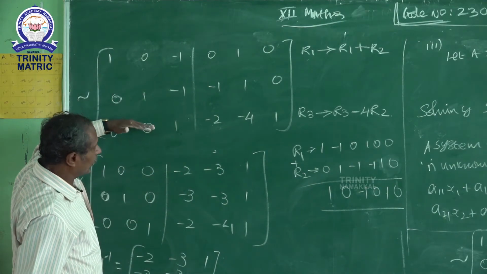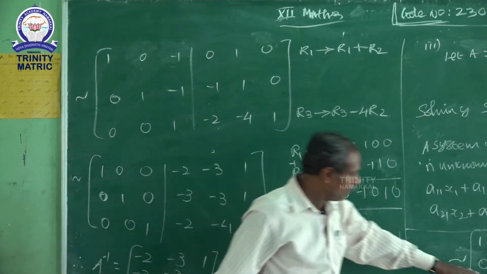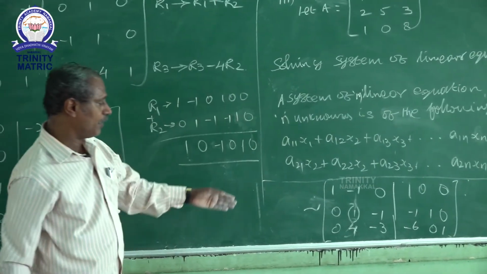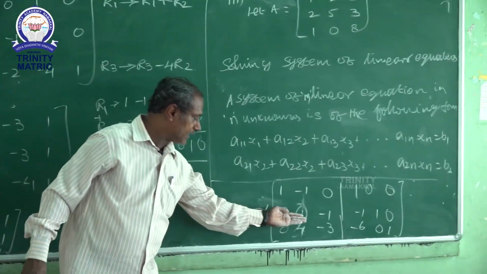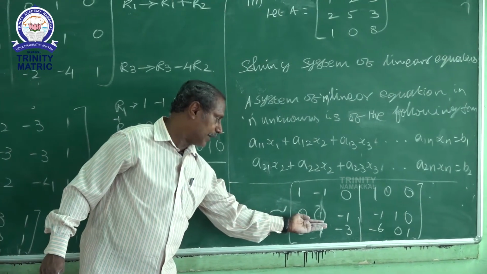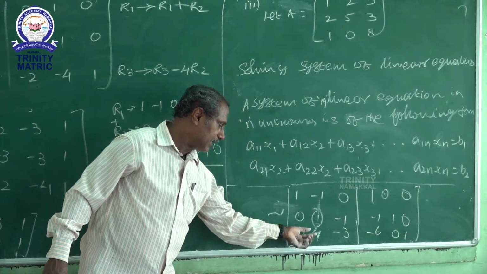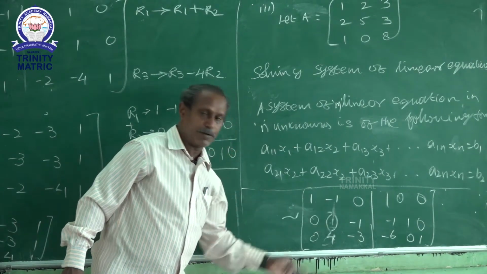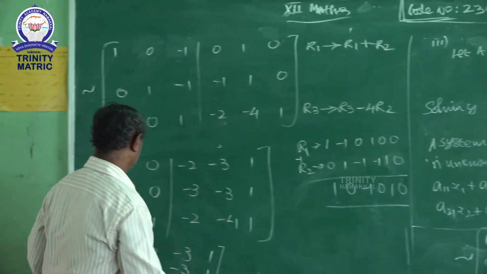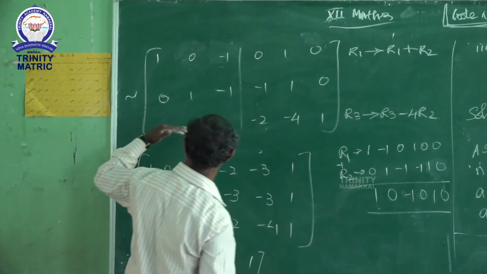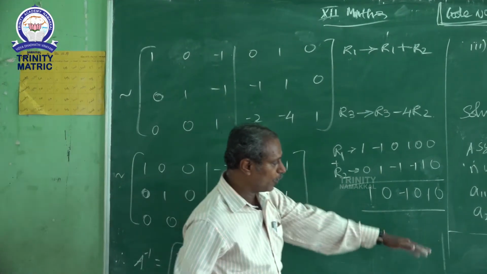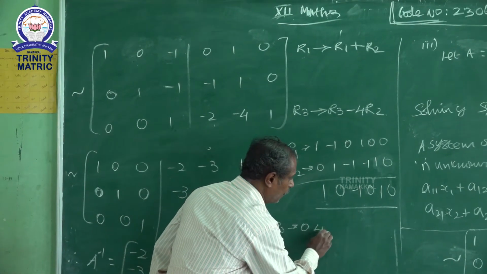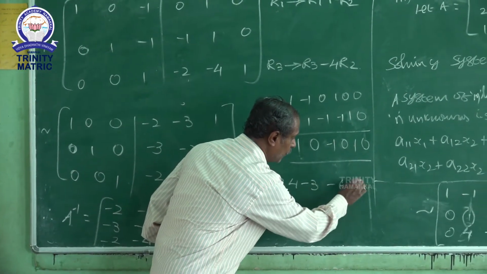Next we move on to the third row, because here we have 4 and we want to make this 4 as 0. For that purpose we multiply the second row by 4 and subtract it from the third row. We want to change the third row, so copy the third row that you have, that is R3: 0 4 minus 3 minus 6 0 1.